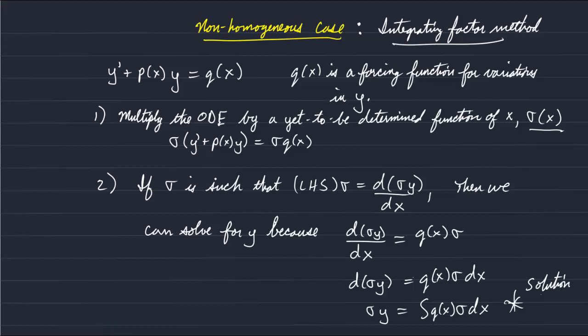So the first concept was to remember we're going to multiply both sides of the equation by sigma, and if sigma is such that the left-hand side is a perfect derivative of the product of sigma times y, then we can arrive at the solution. But to get the solution, we first have to solve for sigma. So that's the third concept you have to remember.